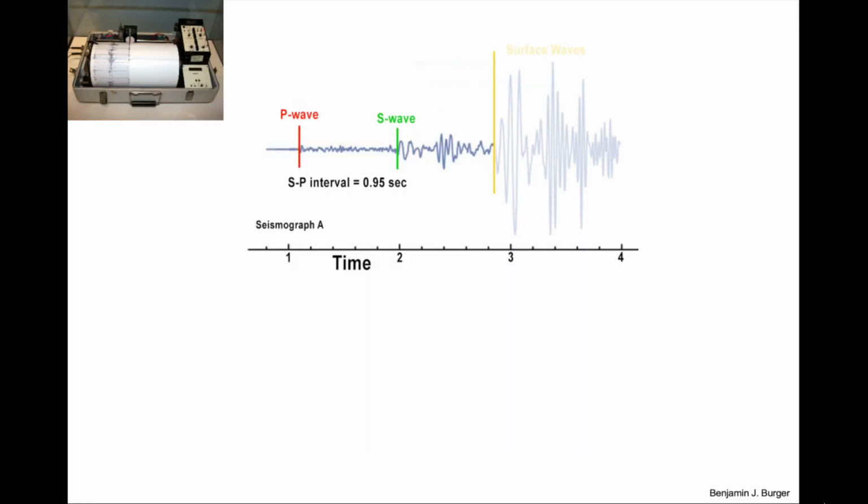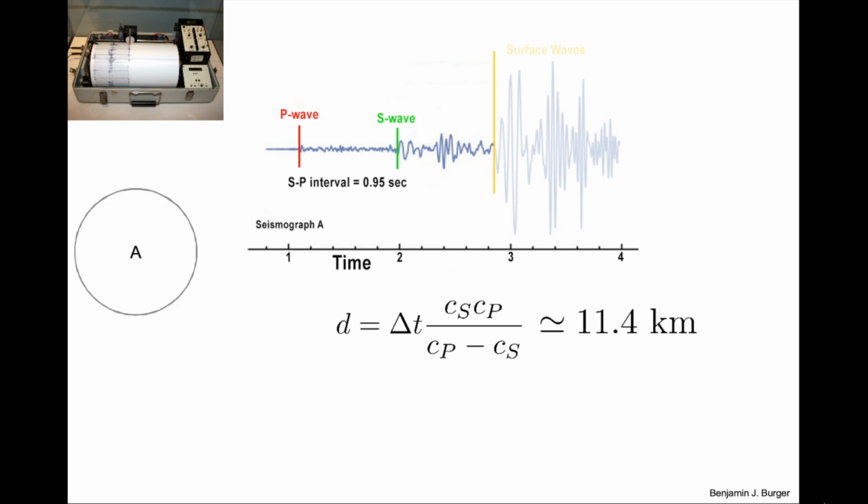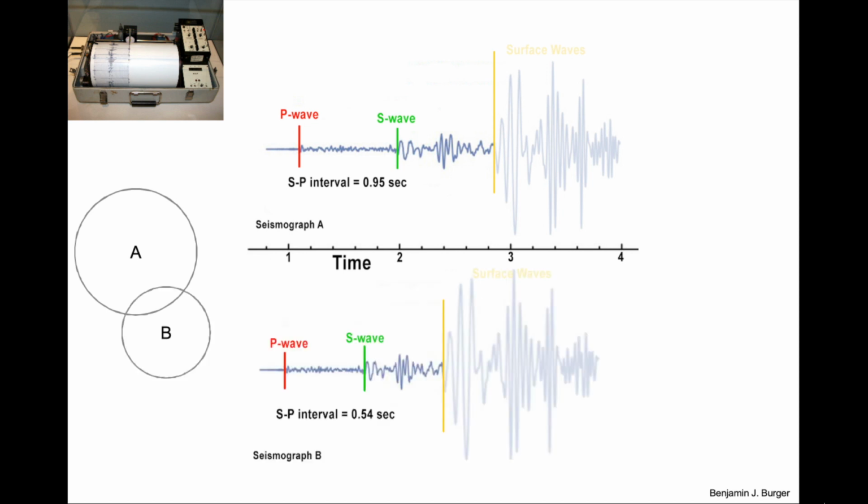Seismographs can detect the delay between the arrival of the primary and secondary waves. This delay is related to the distance, d, to the epicenter, and to the speeds of the S and P waves. So the distance to the epicenter can be computed. Here it is around 11.4 kilometers away from seismograph A. But we do not know the direction. Adding a second seismograph would leave only 2 possible locations. And you can easily imagine that a third would complete the triangulation.